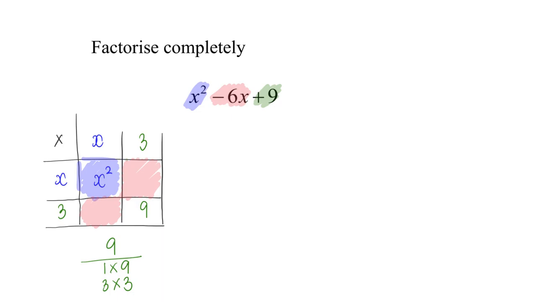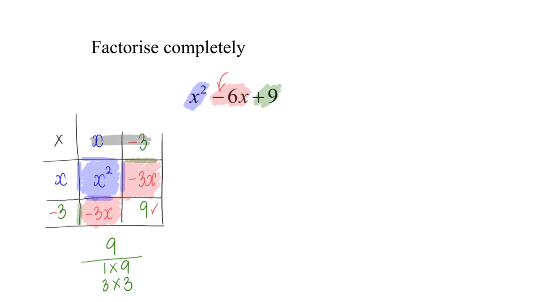So if you see, 3 times x will give me 3x. Same goes for the other side. X times 3 will give me 3x. Then I need to think, how can I get this negative? Negative 3 times negative 3 will still give me back my positive 9. And when I do that, I do get a negative 3x. And that's how I get my negative 6x.